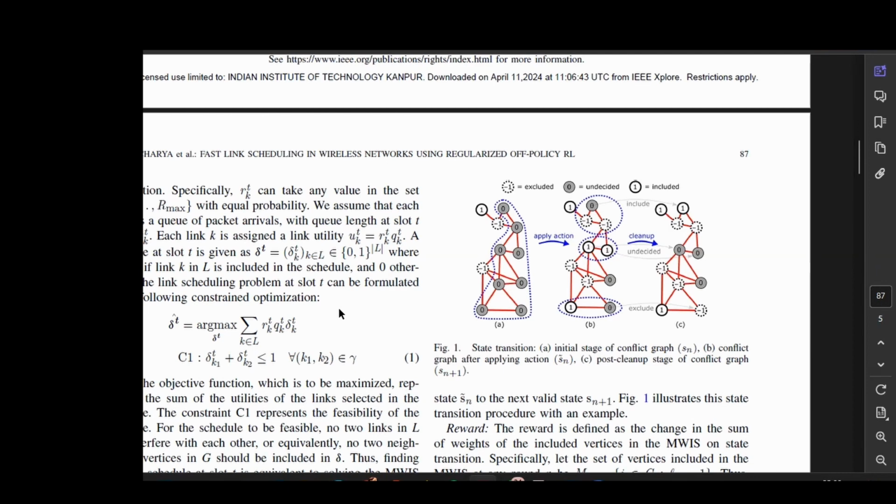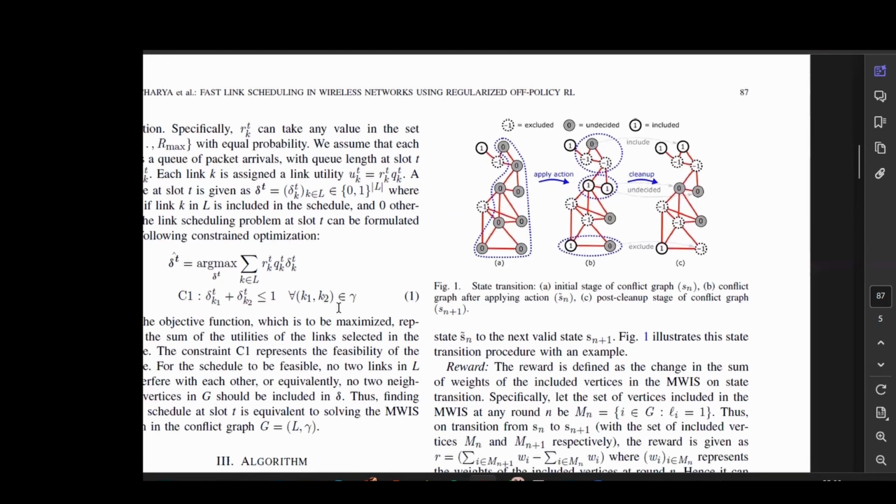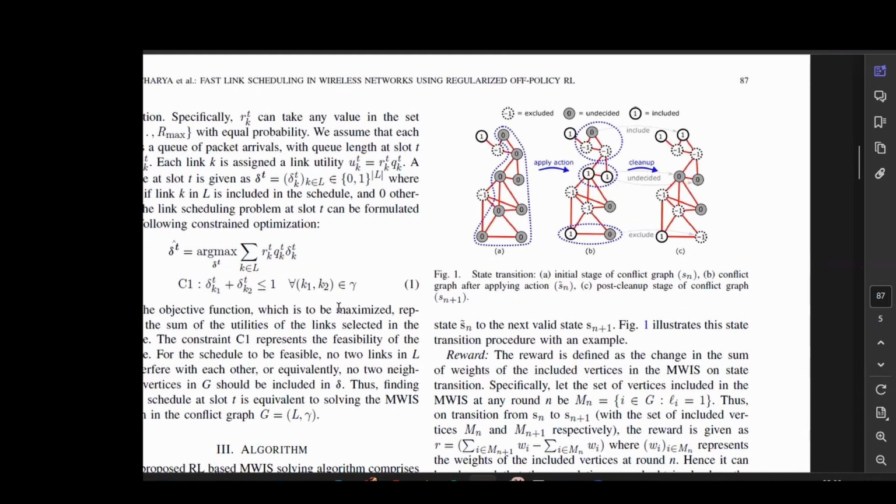Talking about the algorithm, the MWIS problem is modeled as a Markov decision process, MDP, where each vertex of the conflict graph is given a label 1, 0, or -1, representing its inclusion, undecided status, or exclusion from the MWIS. The state of the MDP at any round n consists of the subgraph of undecided vertices. Actions involve assigning labels to vertices. Transitions depend on these actions and include cleanup steps to ensure no neighboring vertices are both included. The reward measures the change in the sum of weights of the vertices included in the MWIS from one state to the next.